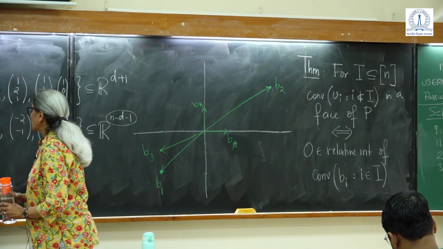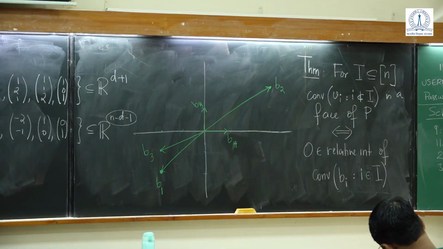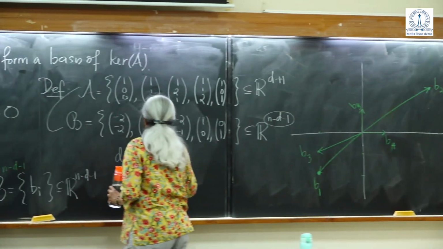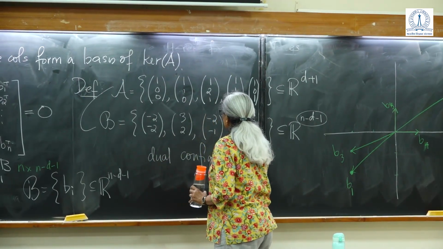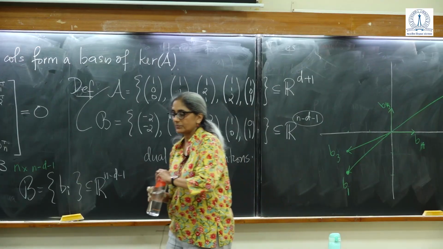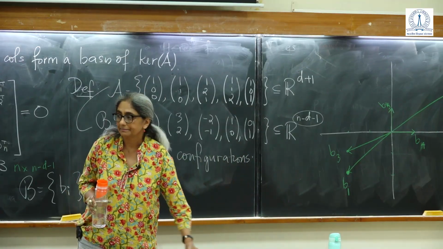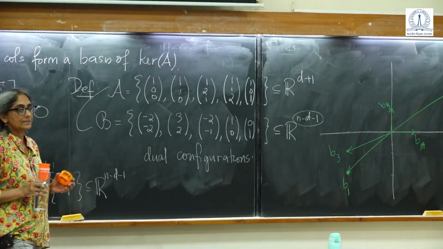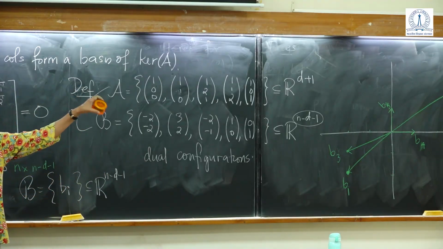Yeah, these are called Gale dual configurations. So they are dual in the sense of oriented matroids. That's where this whole theory comes from, but we won't really go there. Okay, is the theorem okay? Can everybody see?